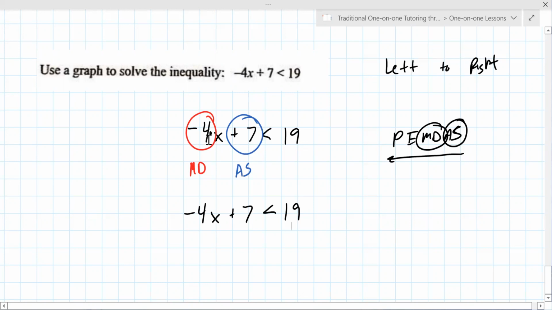Because another way this problem could be written, I'll just throw this down here, it could be 7 minus 4x less than 19. And then it does work. You're like, oh, I'll undo 7 first. But you've got to be careful there, because it doesn't always work. And that's what I'm concerned about here.